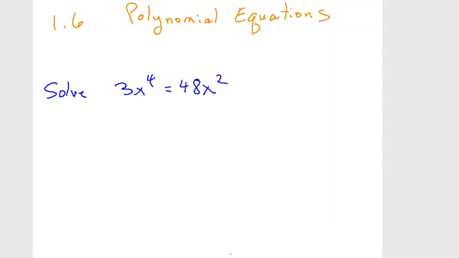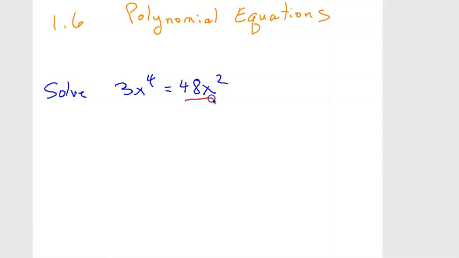This is 1.6, solving polynomial equations. So we've solved equations before with factoring, the square root method, quadratic formula, completing the square. So we've used different methods, so we're going to kind of combine it together with these a little bit more difficult problems.